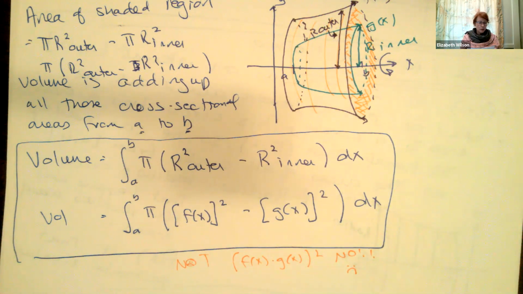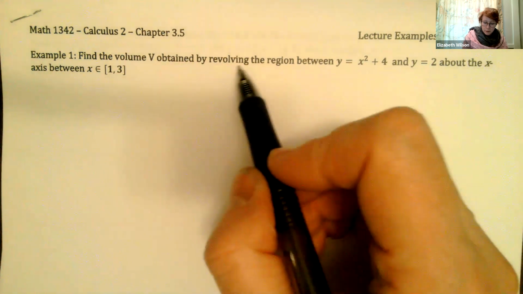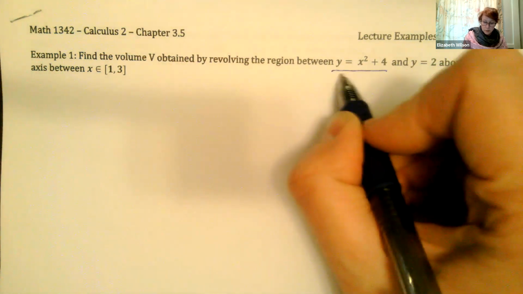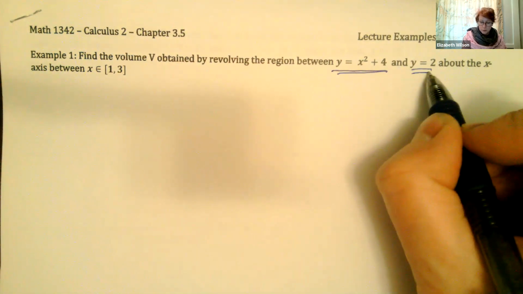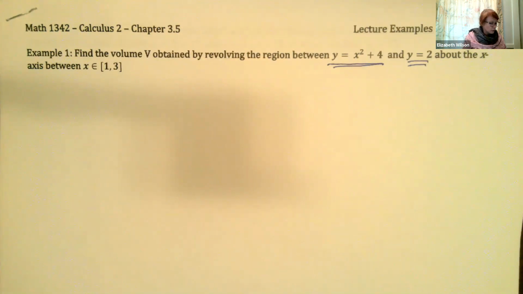Okay, so example 1, we already did example 0. Example 1: find the volume obtained by revolving the region between this function, x squared plus 4, and that function, y equals 2, about the x-axis. And we're going to go between x equals 1 and 3.